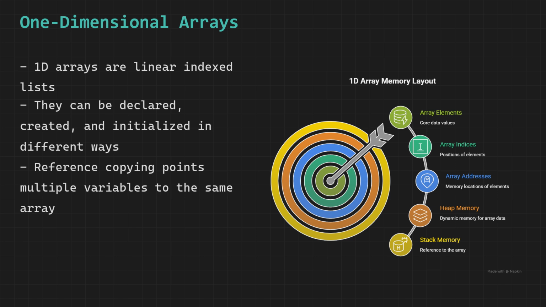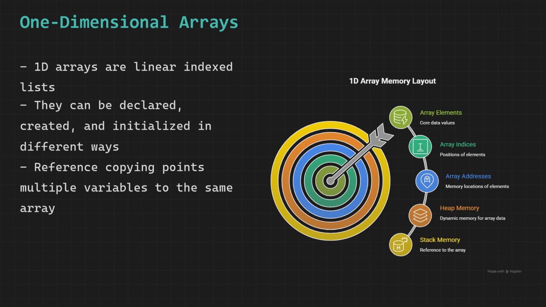Looking at the diagram, the memory representation shows 5 boxes in a row labeled index 0 through 4, each containing a value. The variable marks is a reference variable stored in stack memory that holds the memory address of the array object in heap memory. This is a crucial concept. When you write int[] b = marks, you are not copying the array. You are copying the reference, meaning the address, so both b and marks point to the same array in the heap. Modifying through b also modifies what marks sees.